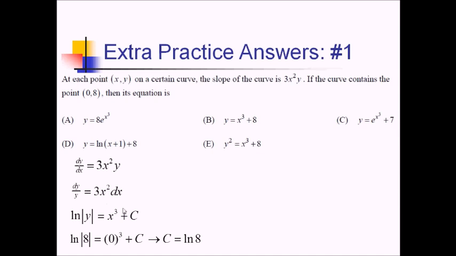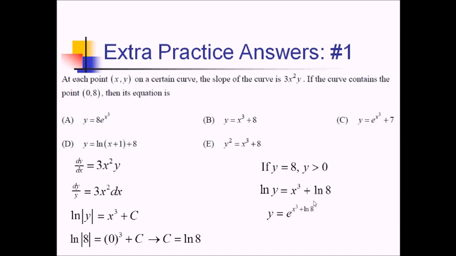But before we do that, let's resolve this absolute value here. Since y initially is 8, that means that the y in this absolute value is greater than 0, which means that we do not need the absolute value anymore. So I can just write ln of y equals x cubed, and now I'll just add in my c value of ln of 8. Next, we have to isolate y, so we're almost there. We'll just raise e to both sides. So I have y equals e to the all of this stuff.